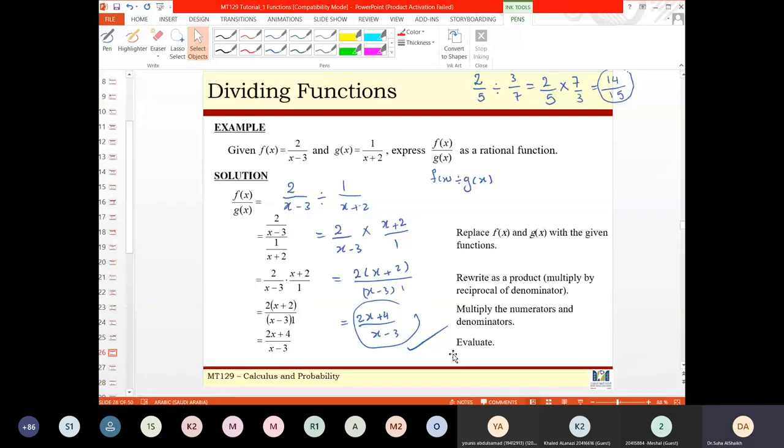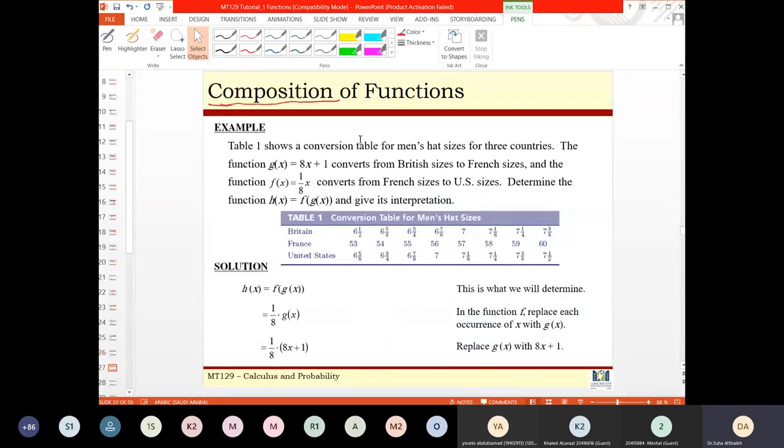You want this slide? You want this? So let's read this example. In this table, they are giving you a conversion table for men's hat size for 3 countries: Britain, France, and the United States. These are sizes of a hat.